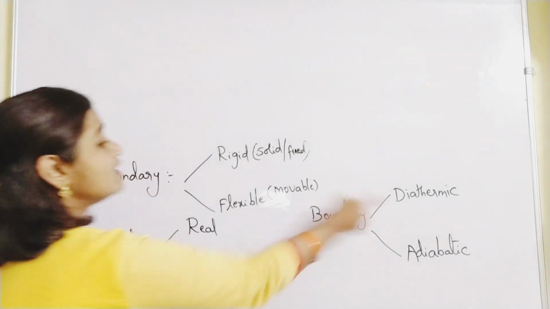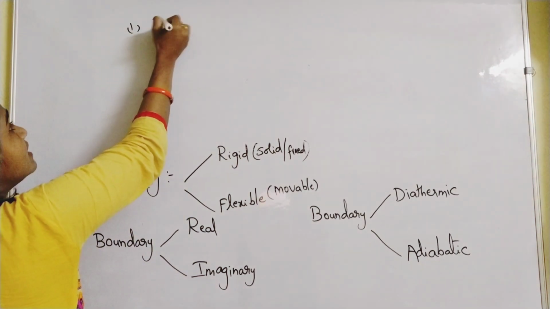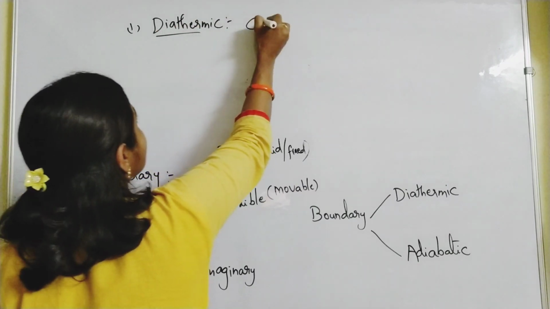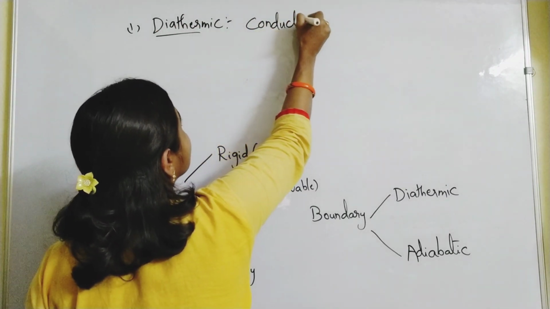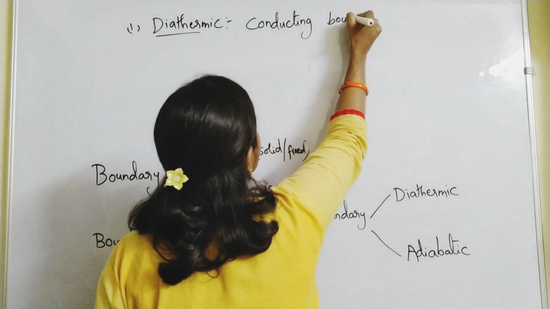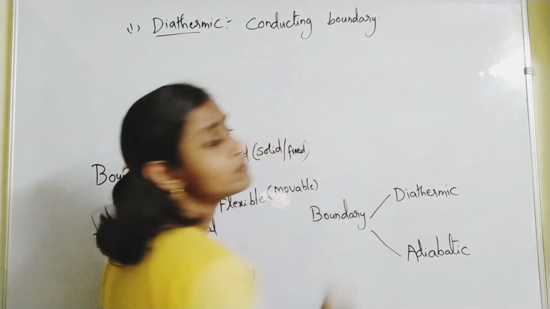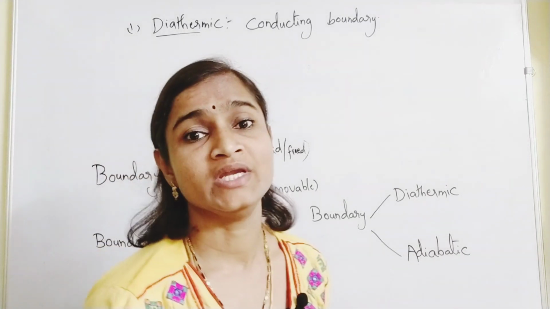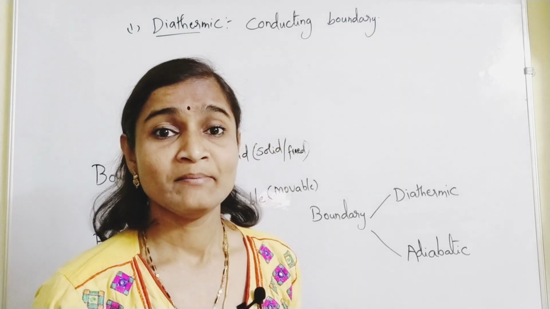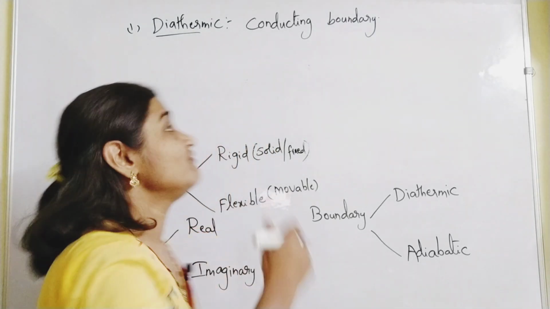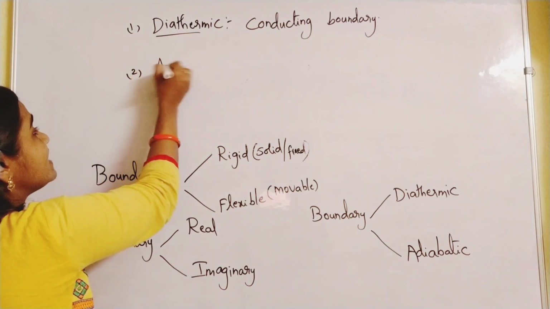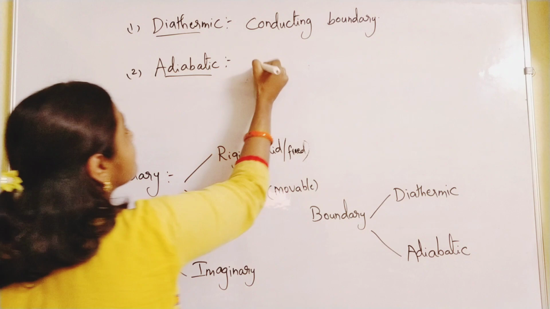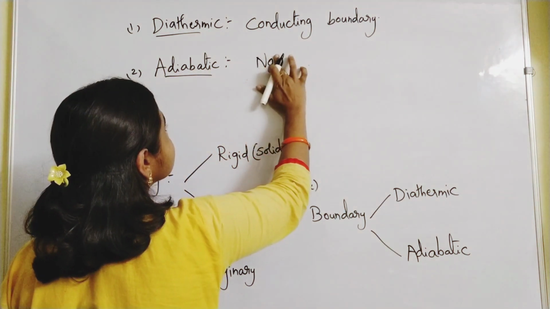So here, diathermic boundary. Diathermic stands for what? Conducting boundary. Conducting boundary is called a diathermic boundary. Conducting means it allows heat to pass through it. Heat exchange can take place, meaning it is not insulated. Whereas adiabatic boundary means non-conducting.